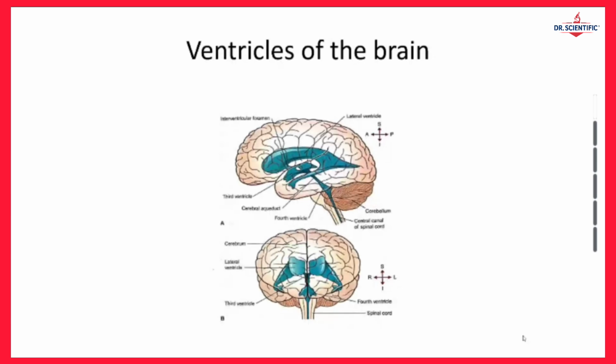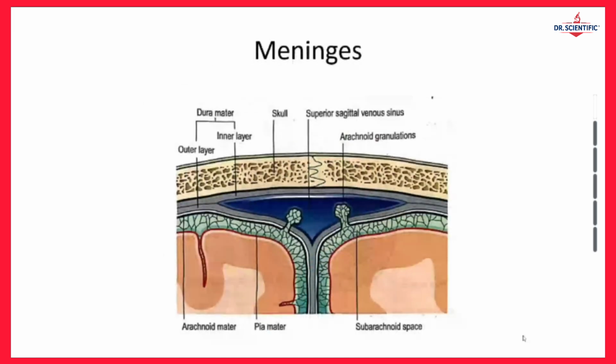And also below that, we have the pia mater, which is firmly attached to the brain. That is the pia mater. Those three are the coverings of the brain. They are called meninges. And of course, I'm sure many of us have heard about the condition, inflammation of the meninges, which is called meningitis.